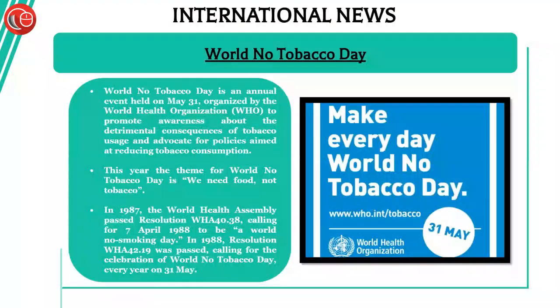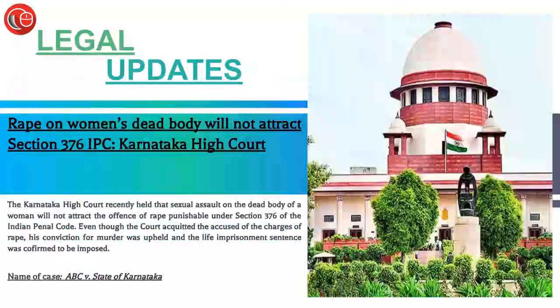World No Tobacco Day was yesterday in fact, observed on 31st of May. It is organized by the World Health Organization for the purpose of promoting awareness about the detrimental consequences of tobacco consumption. The theme for this year is We Need Food and Not Tobacco. As far as its history is concerned, we go back to 1987 when the World Health Assembly passed a resolution calling April 7 the World No Smoking Day. A year later, another resolution was passed which called for observation of World No Tobacco Day every year on 31st of May.